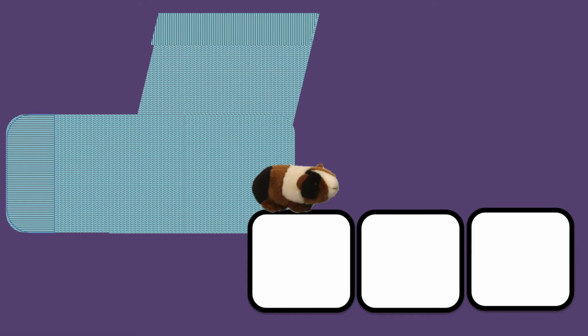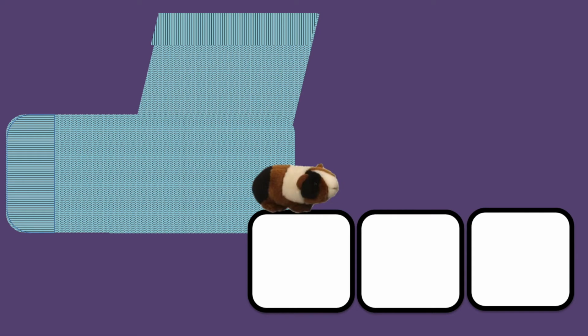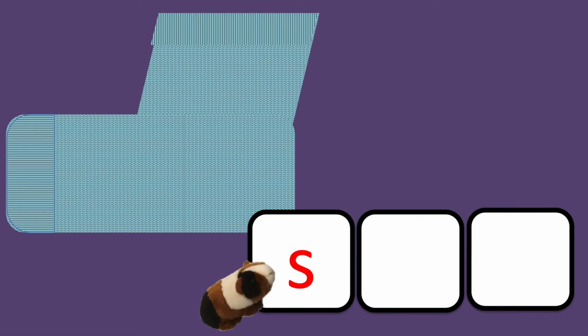Sock. Can you hear the three sounds? S, O, K. Pause the video and write the S sound where you think it should go. S, O, K. Did you get it right? The S was at the start of the word. Sock.